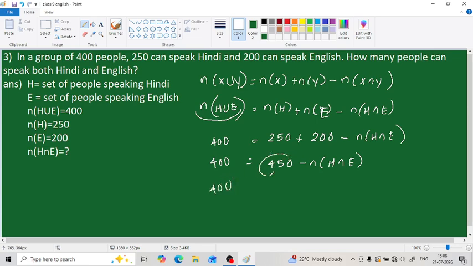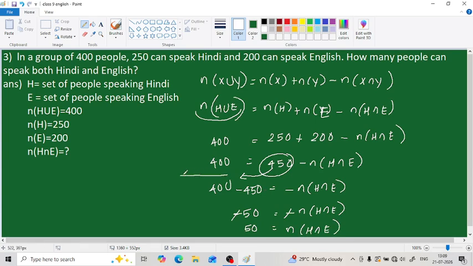Either we can move 450 to this side, so plus 450 becomes minus 450, equals minus N of H intersection E. So minus N of H intersection E equals, when we subtract 400 from 450, it gives us 50. Here we are subtracting a larger number from a smaller one, so there will be a negative. If there is a negative on both sides, we can cancel it, so it becomes 50 equals N of H intersection E.